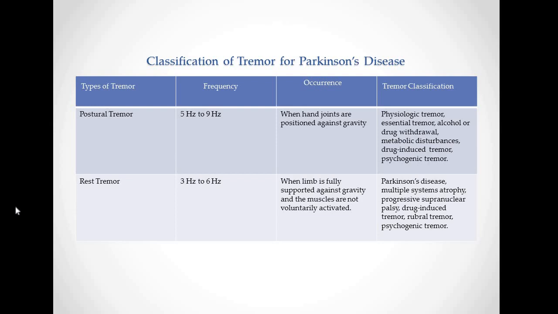Occurrence of the postural tremor is when the hand joins together and is against the gravity, and the position of the hands is against the gravity. Rest tremor is when you're in a rest mode and your hands and your muscles are not against the gravity. And the tremor classification, as you see in the other side of the table.